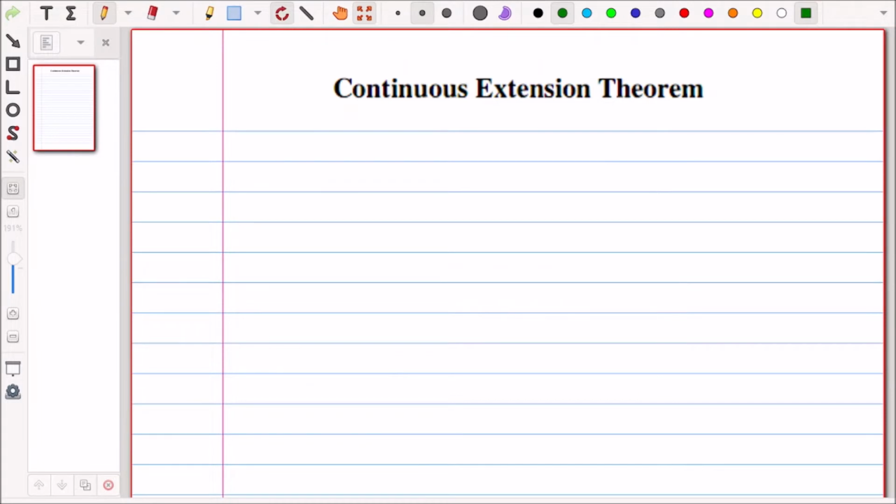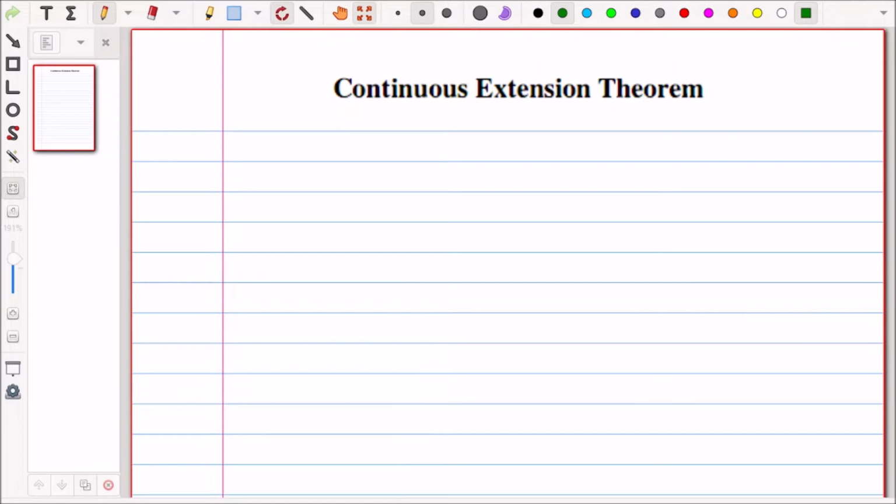Before going to the continuous extension theorem, we are going to prove another very important theorem, which is that the uniformly continuous image of a Cauchy sequence is a Cauchy sequence. Basically, if we have a uniformly continuous function f and a Cauchy sequence x_n, then its corresponding sequence f(x_n) is also a Cauchy sequence. So that is what we are going to prove first.